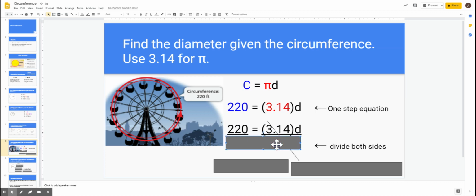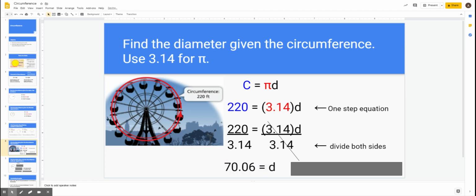We would start off with dividing both sides by 3.14. That will cancel out the 3.14 over here, and we're left with 70.06 is equal to the diameter, or 70.06 feet.